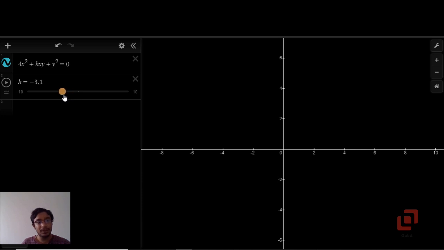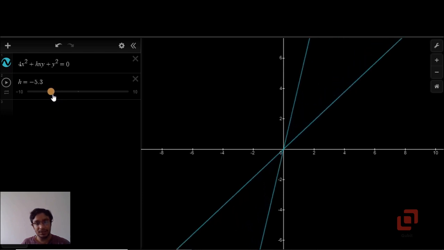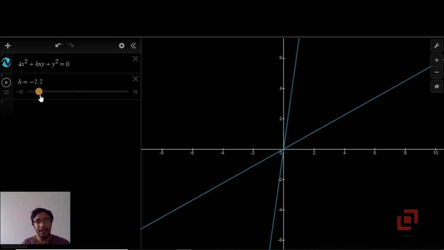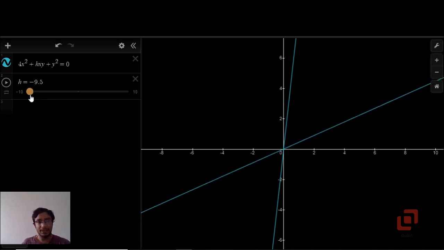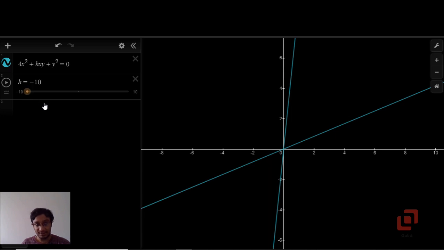But the moment it becomes minus 4, again you see two coincident lines, okay. Yes, and if I decrease h further, then you can see the two lines emerging, and then the angle between them will keep on increasing until it becomes 90 degrees, okay. So our answer is correct.